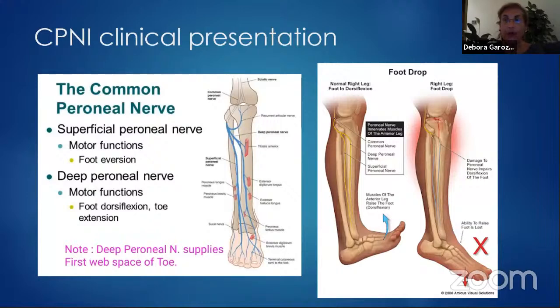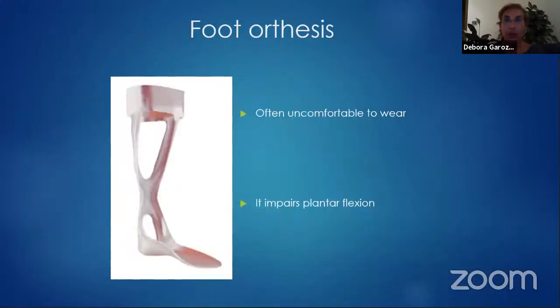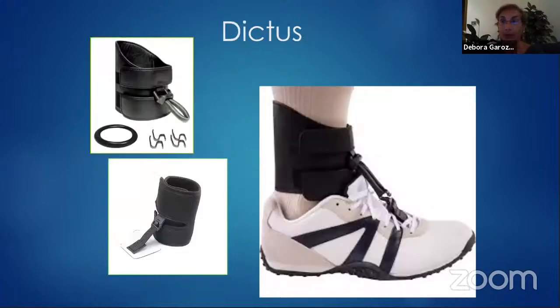In order to avoid the problem of the steppage, we usually recommend a foot orthosis. Now, this is one of the orthoses that are usually most recommended, which I consider absolutely uncomfortable for the patients to wear, and many of them develop sores. It also impairs plantar flexion. So what I recommend to my patients is also Dictus, and Stefan already showed this kind of device before, and I think it's actually the best one on the market.